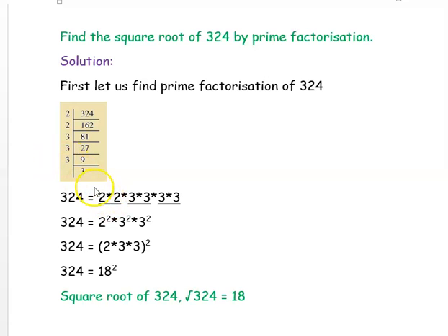Now 324 can be written in prime factorization as 2 times 2 times 3 times 3 times 3 times 3. That is, 2 occurs 2 times, and 3 we are getting 4 times. So 2 times 2 can be written as 2 square, and each pair of 3 times 3 can be written as 3 square. So it is 2 into 3 into 3, the whole square. 2 into 3 is 6, 6 into 3 is 18. So 18 square. So the square root of 324 is 18, because 18 into 18 gives 324.